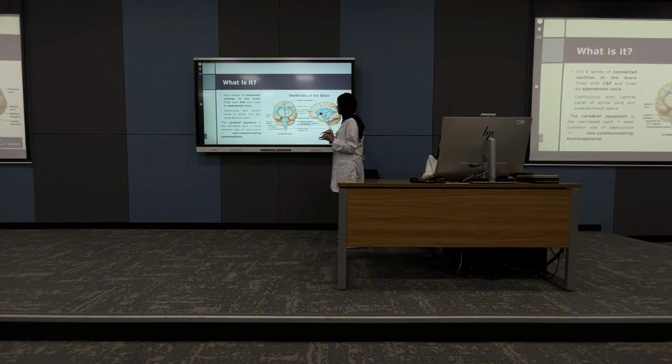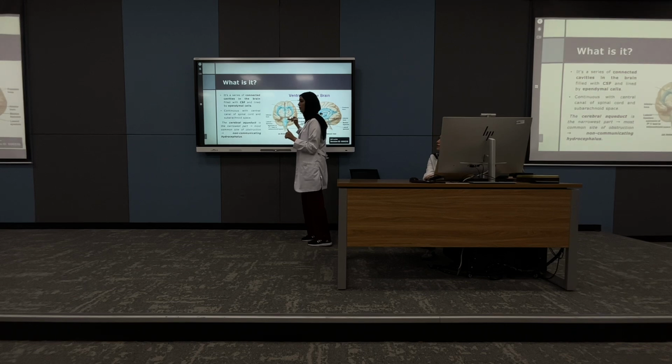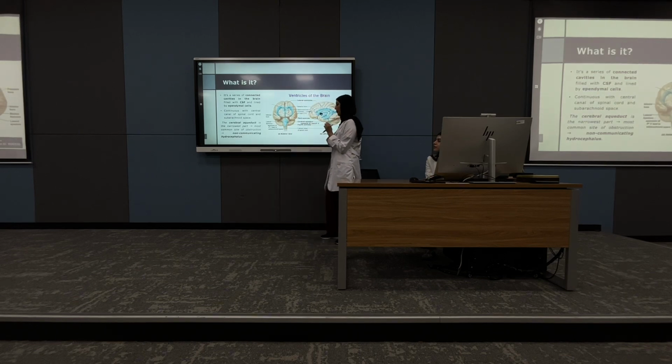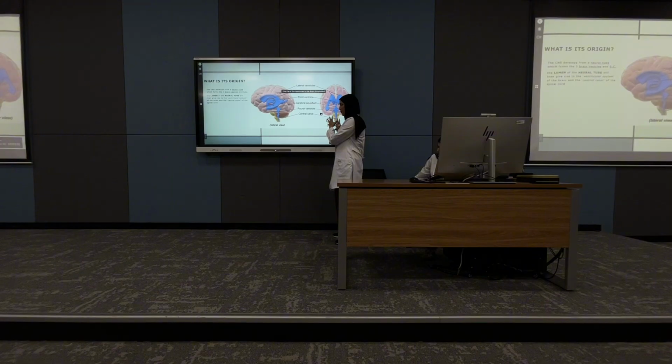So we have three apertures: two lateral apertures of Luschka and one median aperture of Magendie. Very important to know that the cerebral aqueduct, which connects the third and fourth ventricle, is the narrowest part of the whole ventricular system. So it's the most common site of obstruction. Here, you can see it's very thin, and an obstruction would cause non-communicating hydrocephalus. I will explain that in a bit.